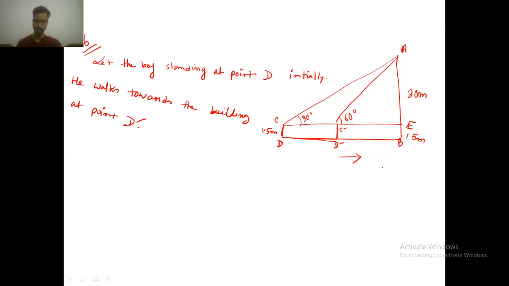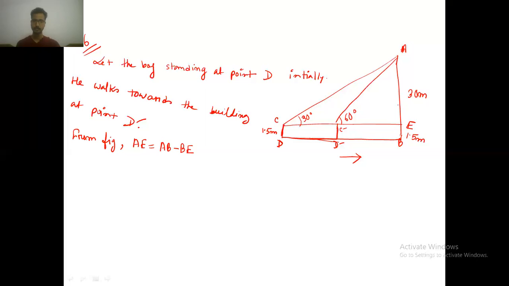Now from the figure, you have to find the DD dash. That means by how much distance he walks towards the building. So you have to find DD dash. Yes or no? So write down from figure, AE is nothing but AB minus BE. Yes or no?